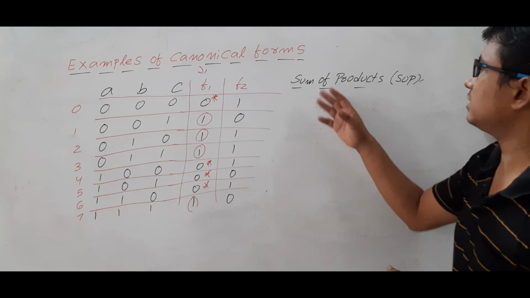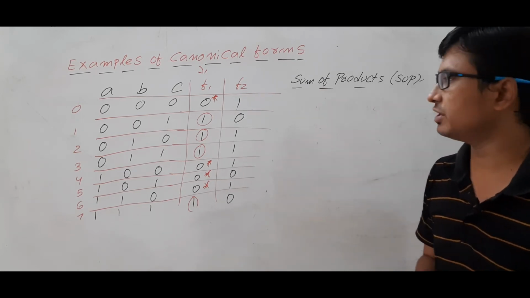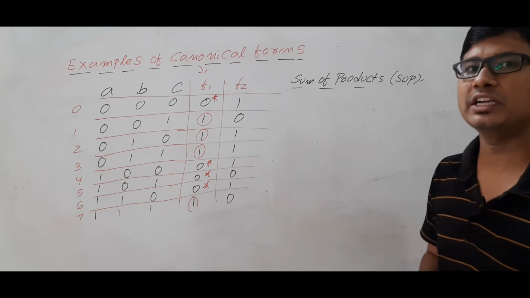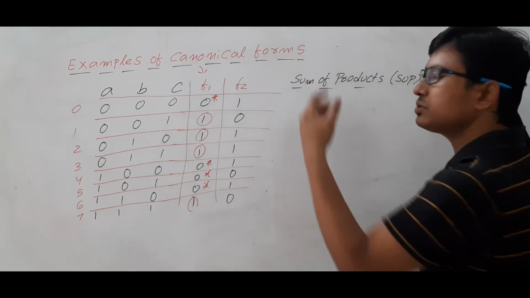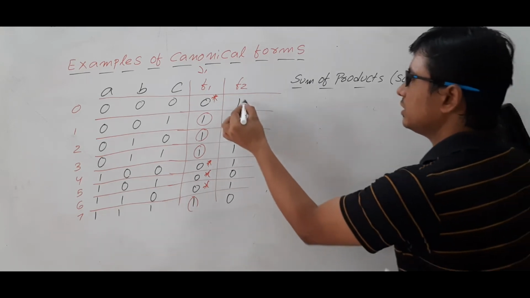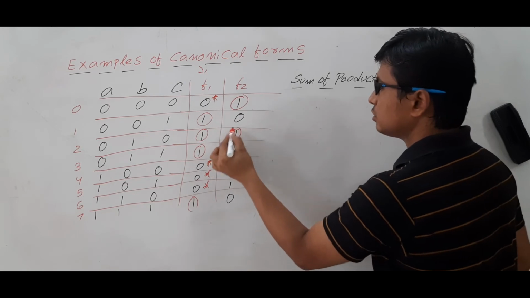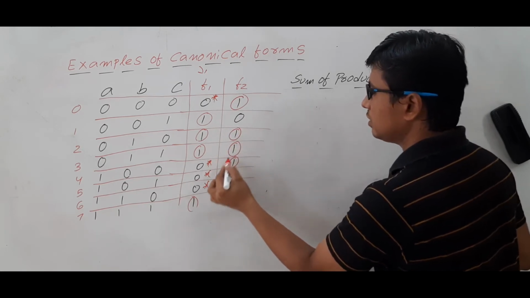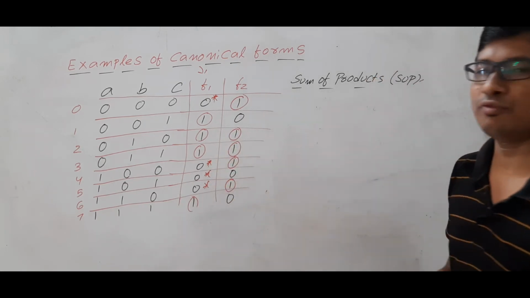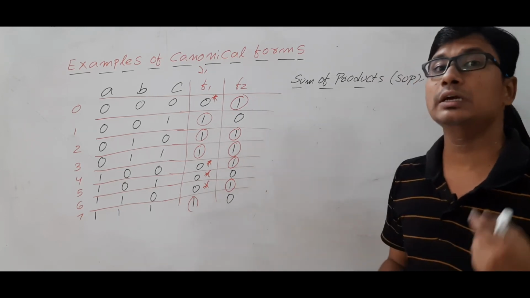Now I need to find the sum of products. Sum of products means first I need to identify the min terms. To identify the min terms, I need to check when this function f2 is producing the output as 1. Here it is producing the output as 1, here also 1, here also 1, here also 1, here also 1. So 5 times it is producing the output as 1. So we will have 5 minterms.